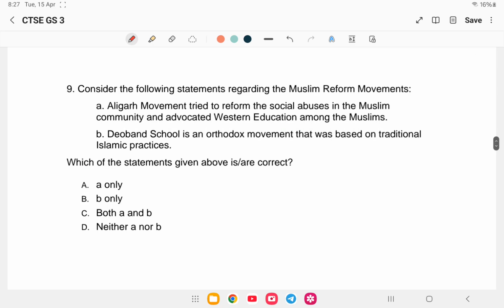Question number 9. Consider the following statements regarding the Muslim reform movement. Statement 1: the Aligarh movement tried to reform the social abuses in the Muslim community and advocated Western education among Muslims. Statement 2: the Deoband school is an orthodox movement that was based on traditional Islamic practices. So which of the following is correct? Both 1 and 2 are correct, option A. Why? Let us study in detail.